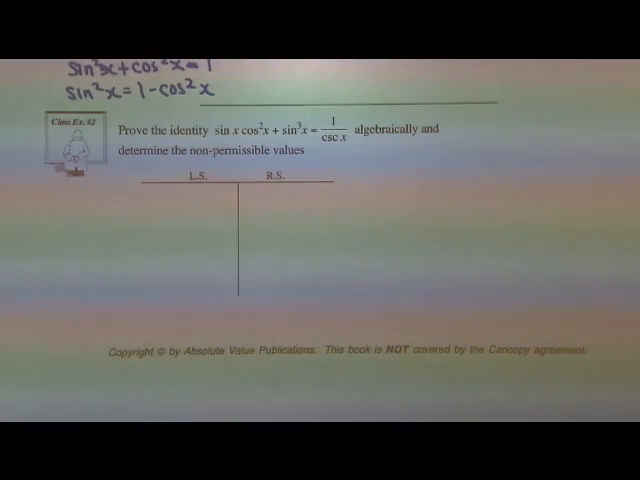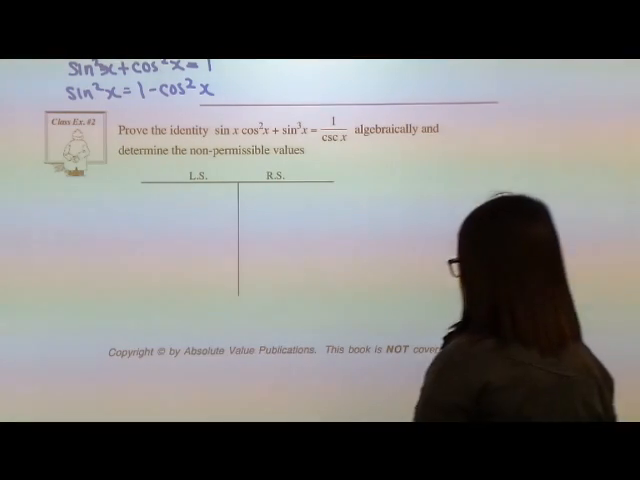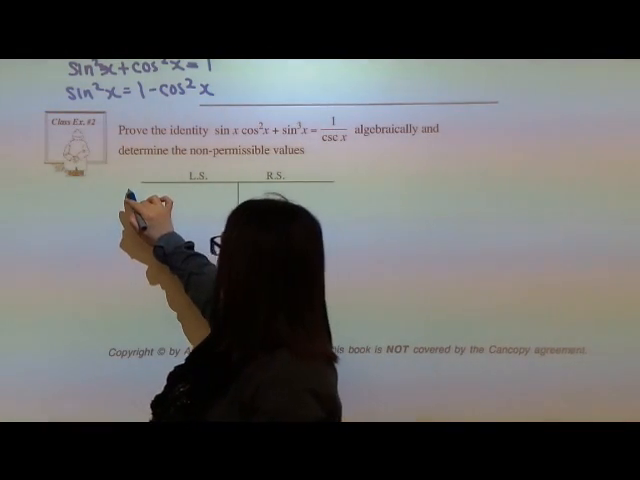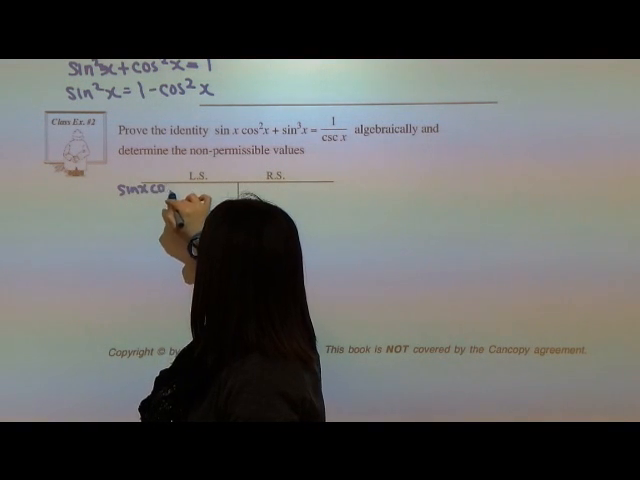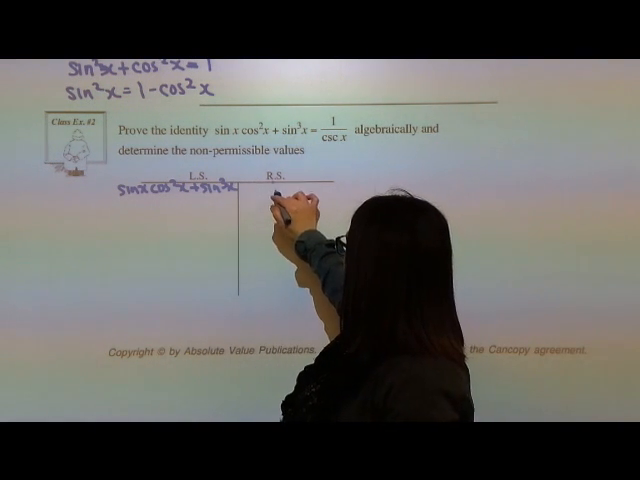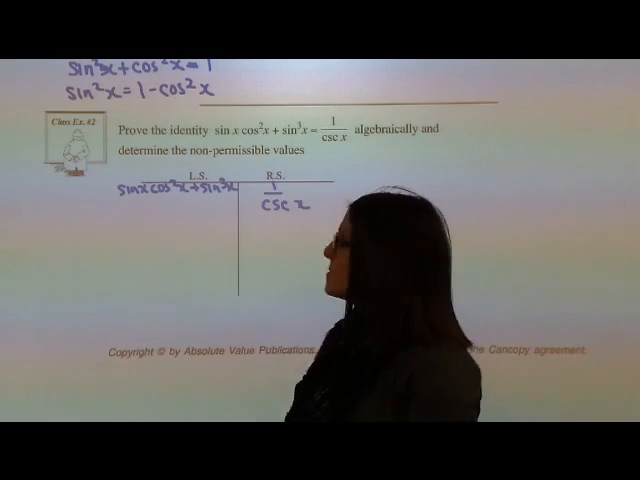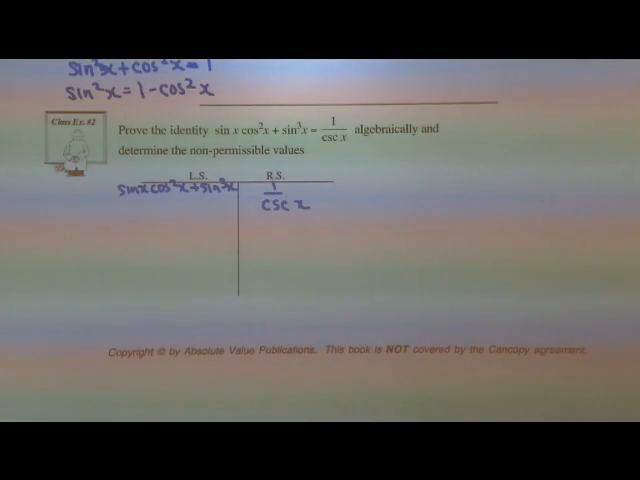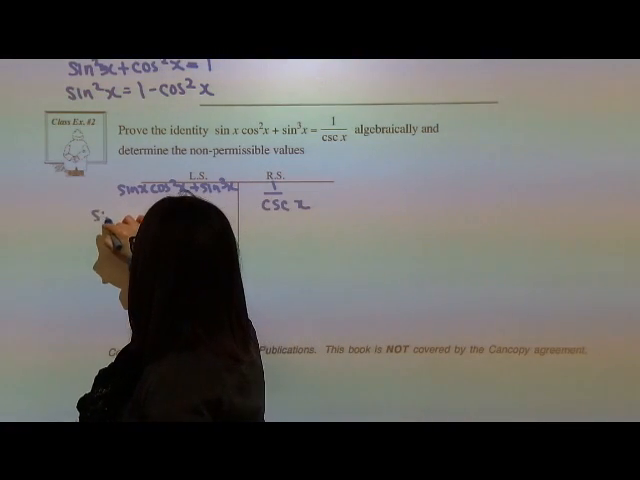Okay, so let's take a moment and look at the next class example. We need to prove the identity algebraically and determine the non-permissible values. On the left-hand side, I have sine x cos squared x plus sine cubed x. And on the right side, I have 1 over cosecant x. Where would you start? Can you factor out sine x on one side? Sure. Let's take out a sine x.